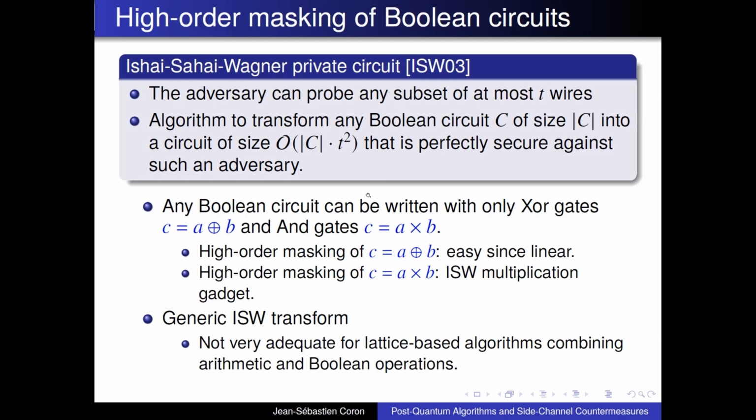So for XORs, this is easy because a XOR is linear. And for the AND, the multiplication, we have the ISW multiplication gadget. But actually, this is a generic transform, which is not very useful for lattice-based cryptography, because in lattice-based we combine arithmetic and Boolean operations. So of course we could apply this generic transformation, but it would be quite inefficient.